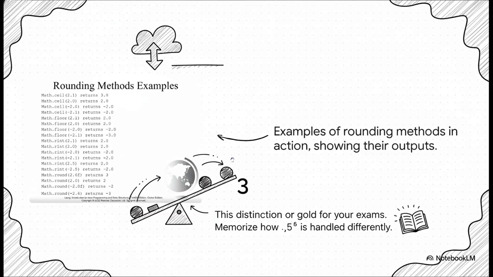Pretty straightforward. But here is the exam tip, so listen close. Look at how 0.5 is handled. rint of 2.5 actually returns 2.0. That's because it rounds to the nearest even integer when it's exactly halfway. Round, on the other hand, would go to 3. This is a classic exam trick. You've got to memorize this one.